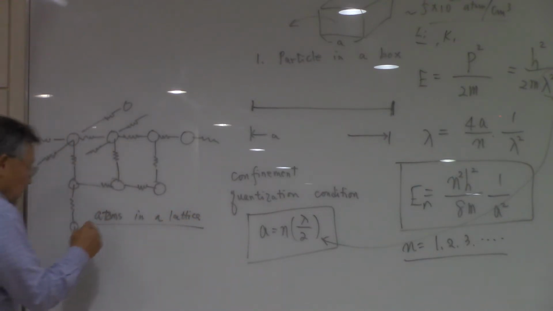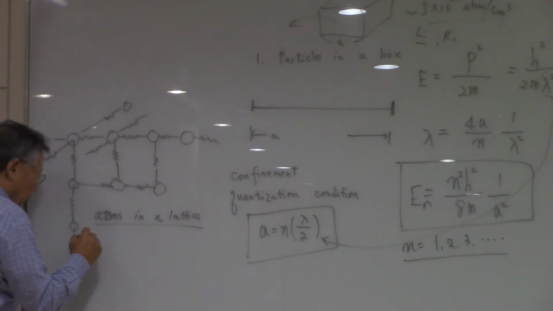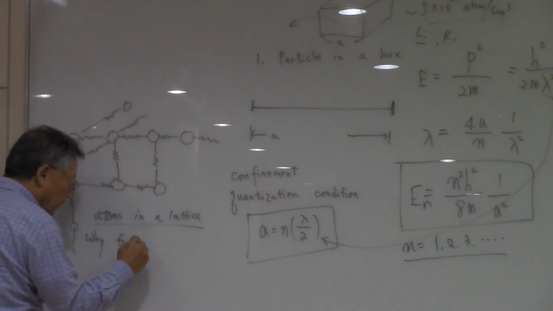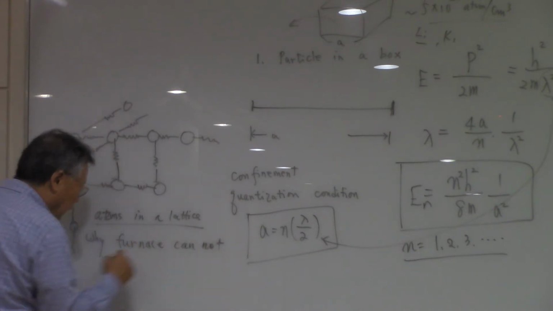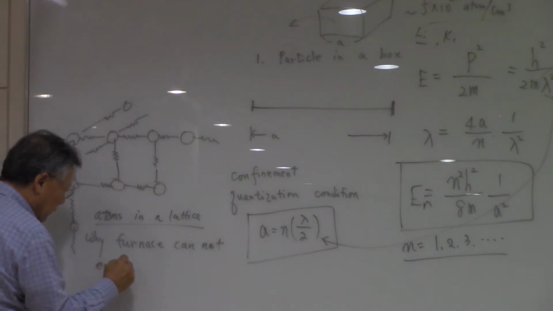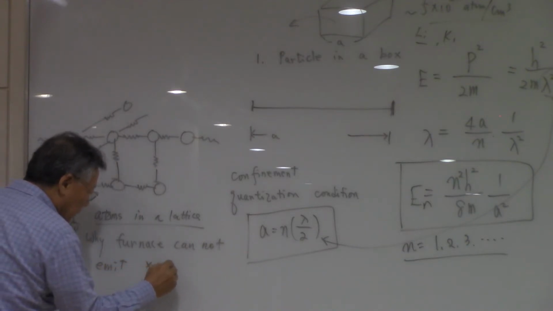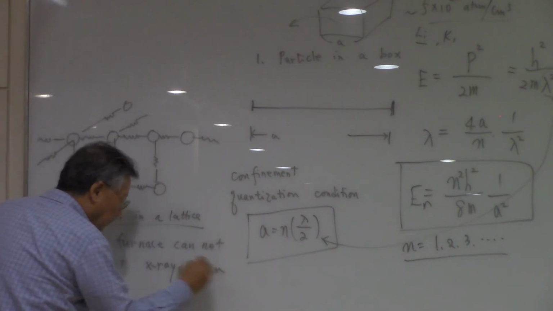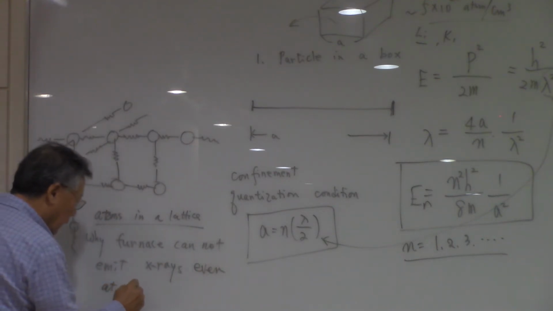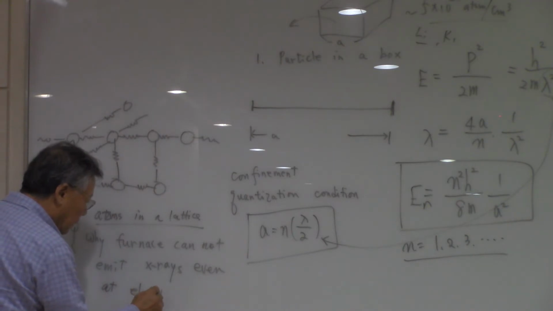So this is the reason why a furnace cannot emit X-rays, even at elevated temperature.